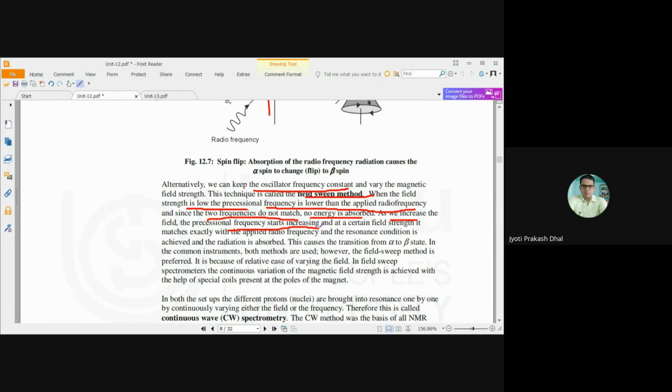During resonance, the nucleus undergoes flipping, which means energy is absorbed. The nucleus in the low spin state moves to the high spin state, and again comes back to the low spin state. So as you increase the field, the precessional frequency keeps increasing, and at a certain field strength it matches exactly with the applied radio frequency, the resonance condition is achieved, and radiation is absorbed.